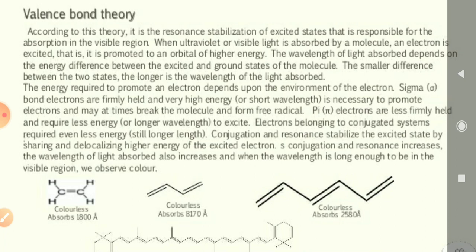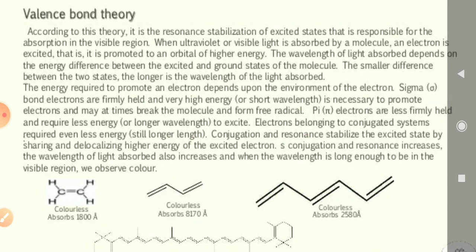The pi electrons are less firmly held and require less energy, or longer wavelength, to excite them. Electrons belonging to a conjugated system require even less energy because they have still longer wavelength. Conjugation and resonance stabilize the excited state by sharing, the delocalization of the higher energy of the excited electron. Conjugation and resonance increase the wavelength of the light absorbed, and when the wavelength is long enough to be in the visible region, we can observe the color.